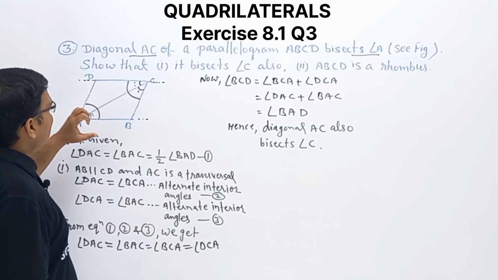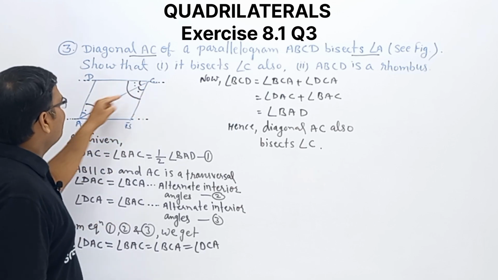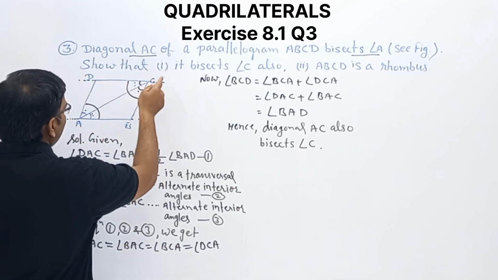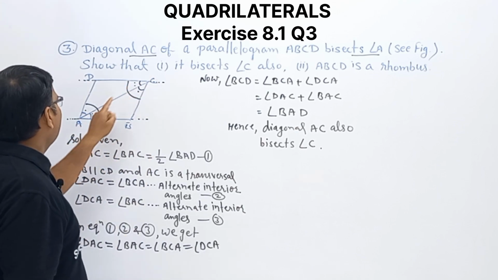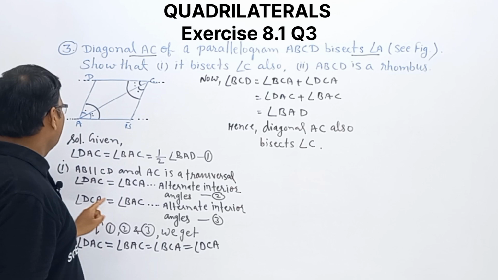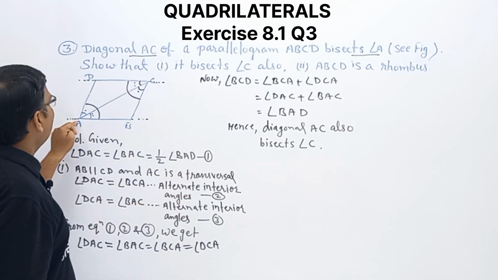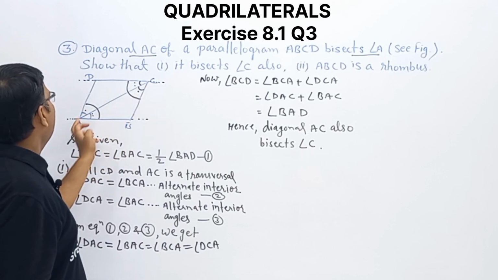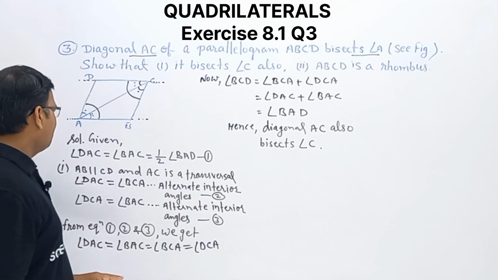Now once we observe this parallelogram, we are getting AB parallel to CD and AC is the transversal. Then alternate interior angles are equal. So this angle equals this one, and this angle equals this one. So AB is parallel to CD and AC is the transversal, then angle DAC equals angle BCA. Alternate interior angles, I am putting equation number 2.